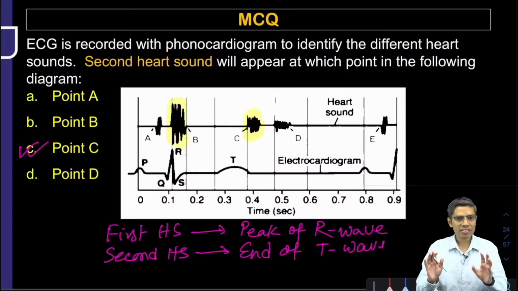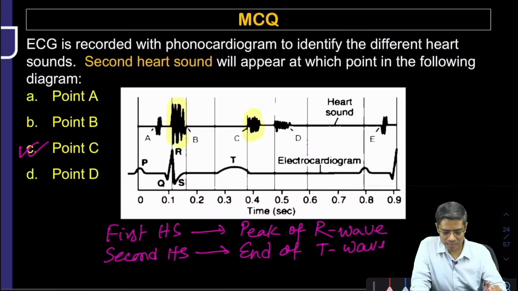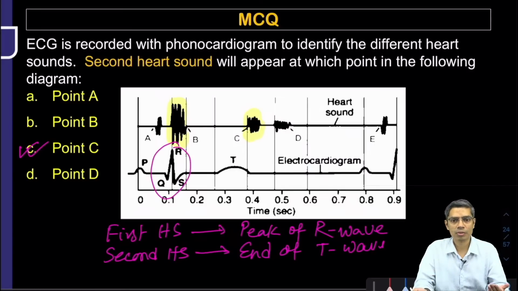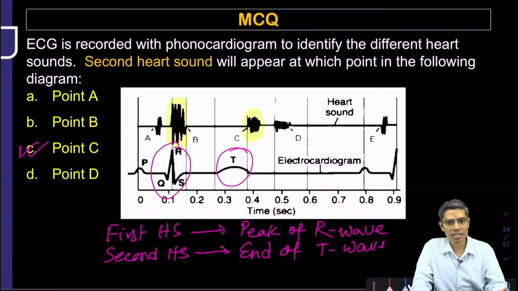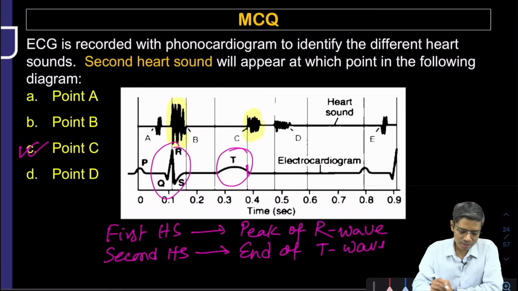Because you know the first heart sound occurs during the phase of contraction, isovolumic contraction, and the second heart sound occurs during the phase of relaxation, and contraction means nothing but the QRS complex. So, it is related to the QRS complex, and T is the repolarization of the heart. After repolarization there will be relaxation. So, obviously this is the second heart sound.